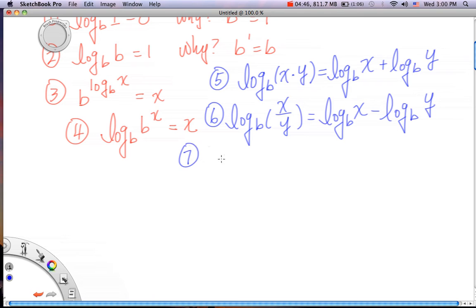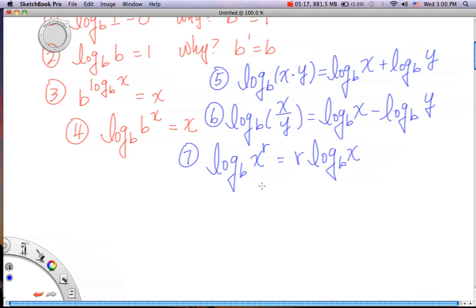Number 7, if you have log base b of x and then you raise it to some kind of power, that's the same as having that power in front and then taking the log base b of x. So what you're going to be doing in 11.5 is using 5, 6, 7 quite a bit, to either expand logarithms or condense them as much as you can.